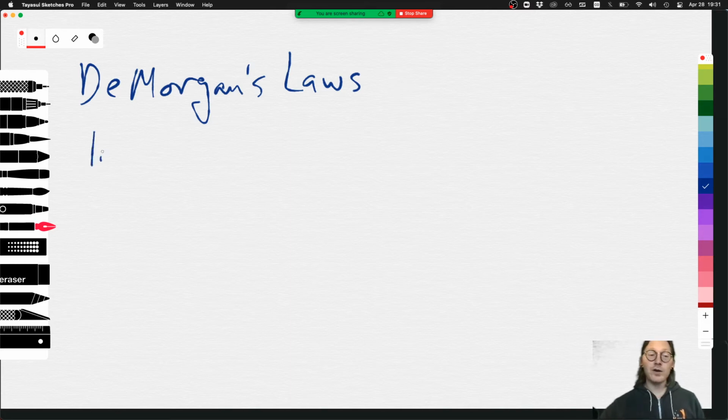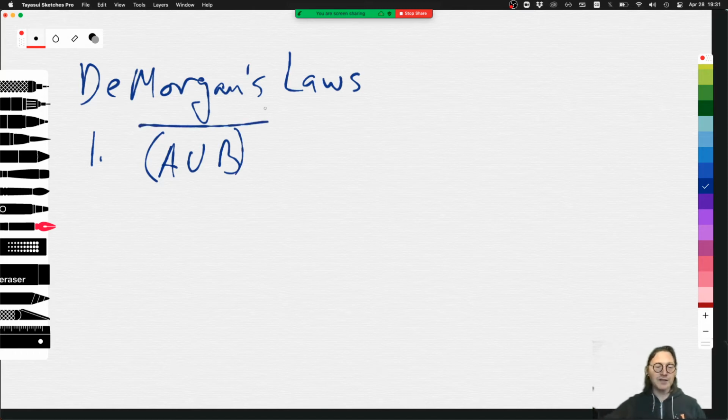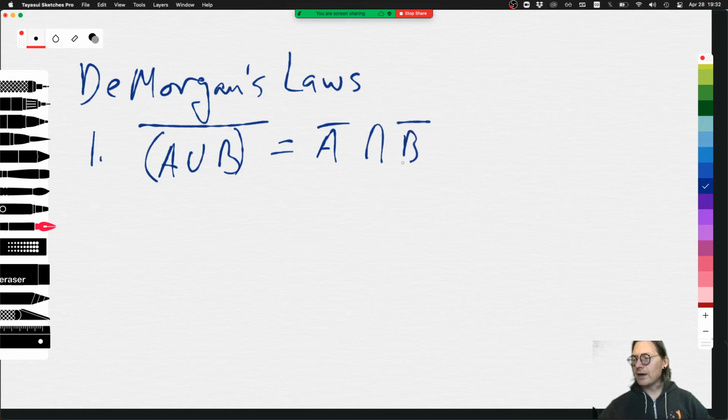So law 1 here is if we have A unioned with B, and we say not to that whole thing, so not A union B. Notice we potentially can't do much with this in its present form. But here's an amazing thing. This is equivalent to not A intersected with not B. In some sense, we break A and B out of this cage, potentially. And let me demonstrate this.